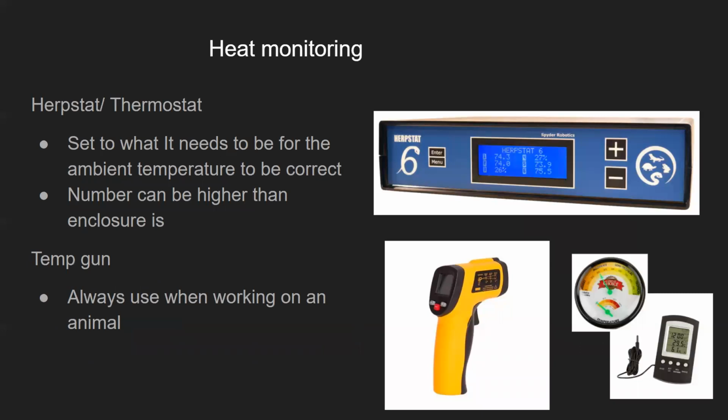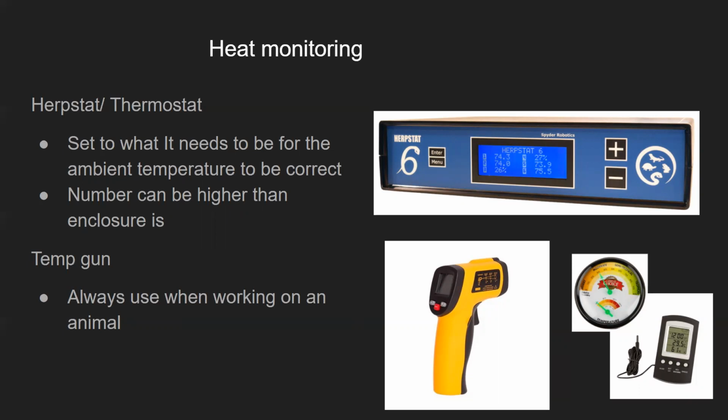Heat monitoring, all right, herpstat or thermostats, talked about those with the heat panels and the heat pads. So here's one in the picture. Very top picture there is a herpstat 6. We have plenty of these on campus. Each one of those numbers, you can see 1 through 6 up there in the picture, is a different enclosure. Each one of those has a temperature probe. We have to set proper temperatures so that the enclosure itself holds where we want it to. It's going to hold that ambient temperature where we want it to. So you're going to use different tools to make sure we keep them at proper heating.